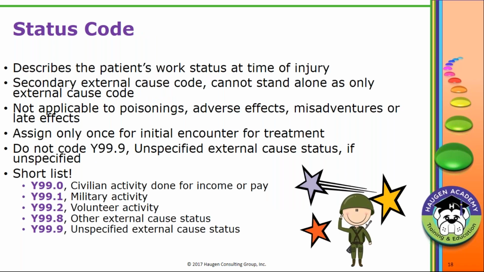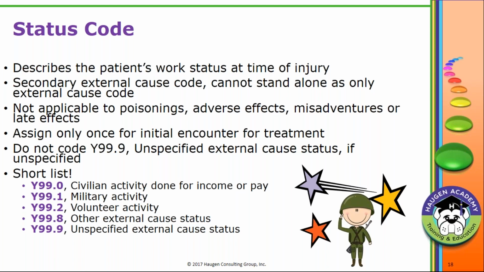And let's move on to status codes. And we got our little army guy here. This really describes the patient's work status at the time of injury. That is the purpose of this. And it is a secondary external cause code. It cannot stand alone as the external cause code.